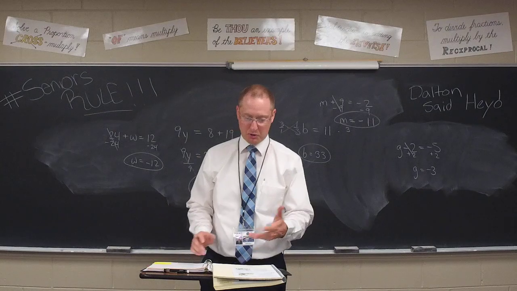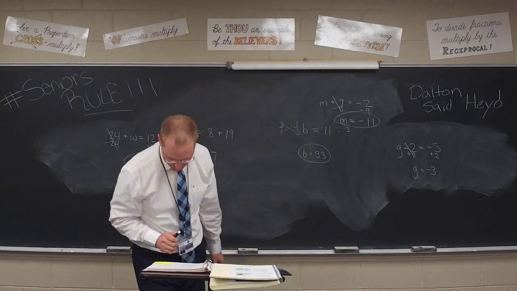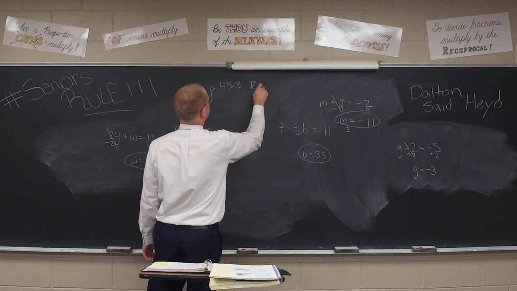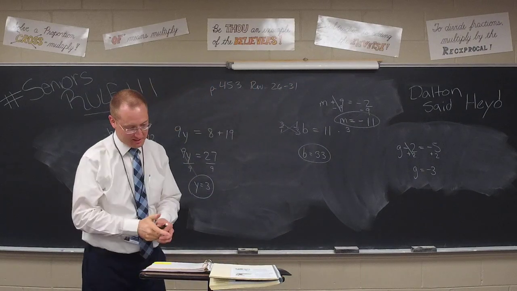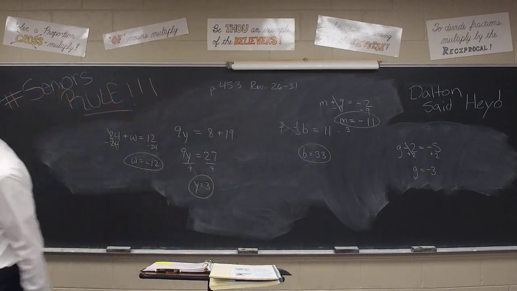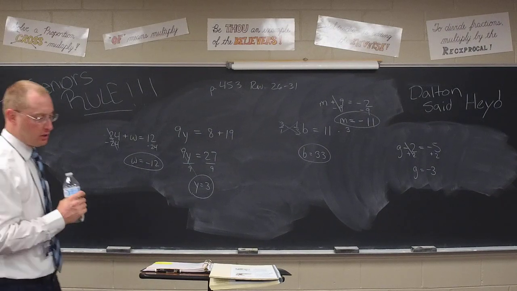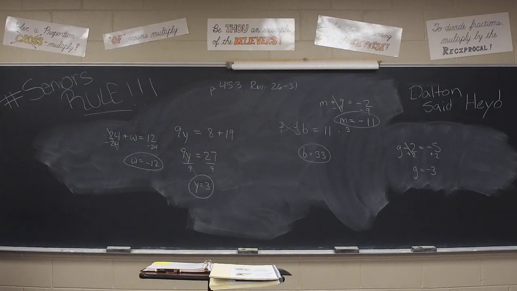The 26 to 31 threw me off because it was the same as the other review numbers, so I'm like, oh, it must be the same page. No, it would help if I would read my notes. Page 453. Do the review, 26 to 31. A little bit more practice there with forming equations, and then a little bit of ratio practice as well. Been a little while since we've worked with those.